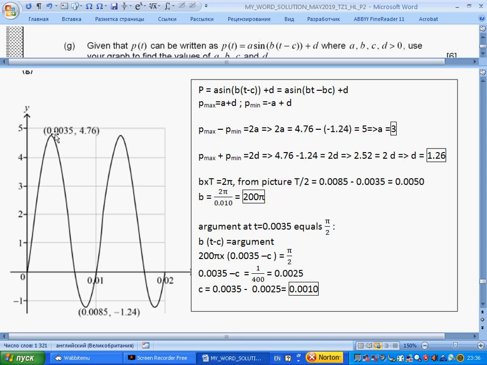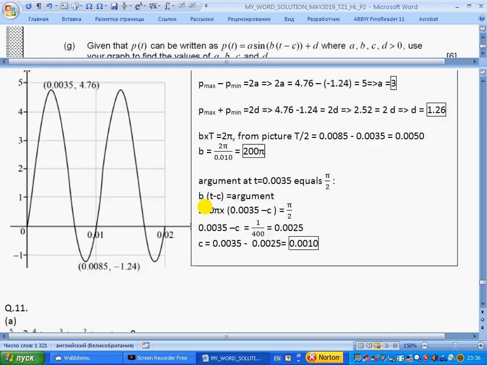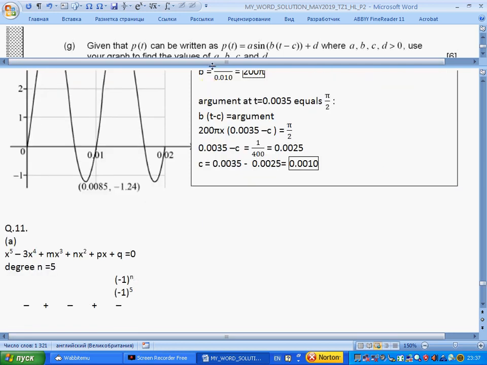Argument at t equals 0.035 should give us maximum, so should be equal to pi over 2. So it means that argument of the sine function, bt minus c, should be equal to pi over 2. B we know, time is 0.035, we substitute and we find C. Done. Now question 11.